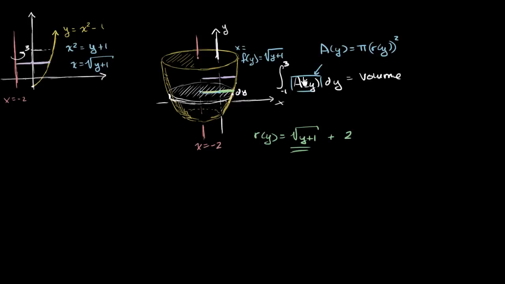So substituting back into this, we can now write our definite integral for our volume. The volume is going to be equal to the definite integral from -1 to 3 of pi times our radius squared dy. So I can write the pi out here. We've done this multiple times. Times radius squared. So it's going to be the square root of y plus 1, plus 2, squared, that's our radius, times dy. So we've set up the definite integral, and now we just have to evaluate this thing.